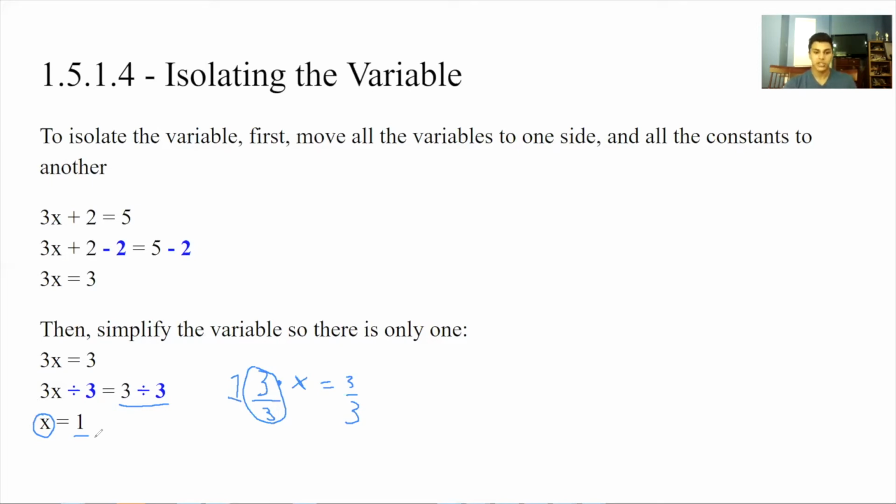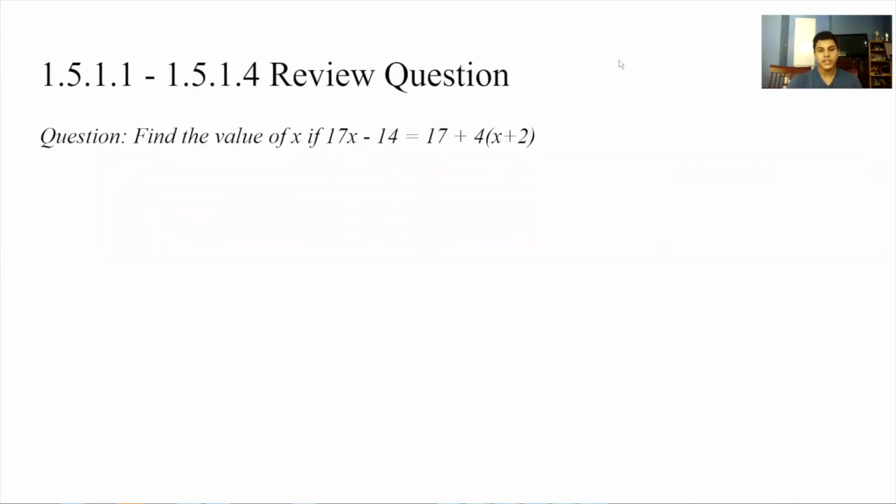We first need to make sure that we get all the variables to one side and all the constants, which are any non-variables, to the other, and then simplify down the variable so there's just one value instead of multiple values of it. So this question is a little bit harder than some of the other ones that I went over to explain how to isolate the variable, but it's really good review. And if you want to try it, I'll give you a few seconds to pause the video, and then I'll explain how to find the answer.